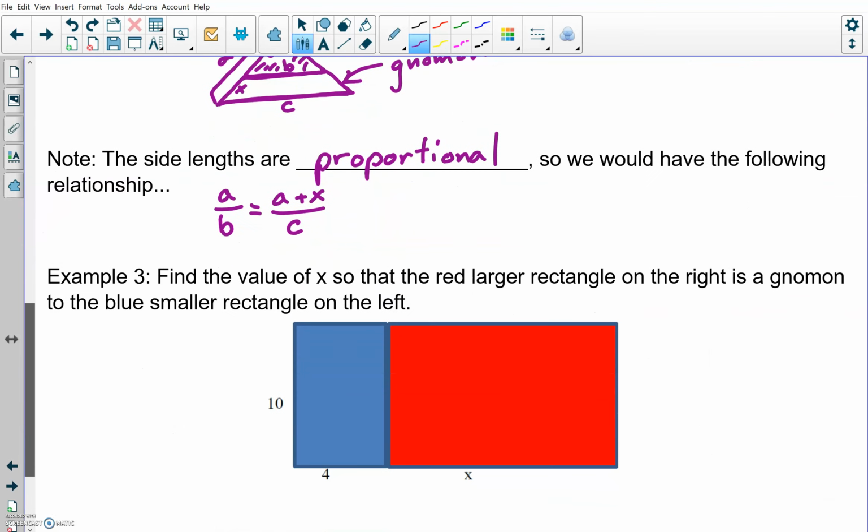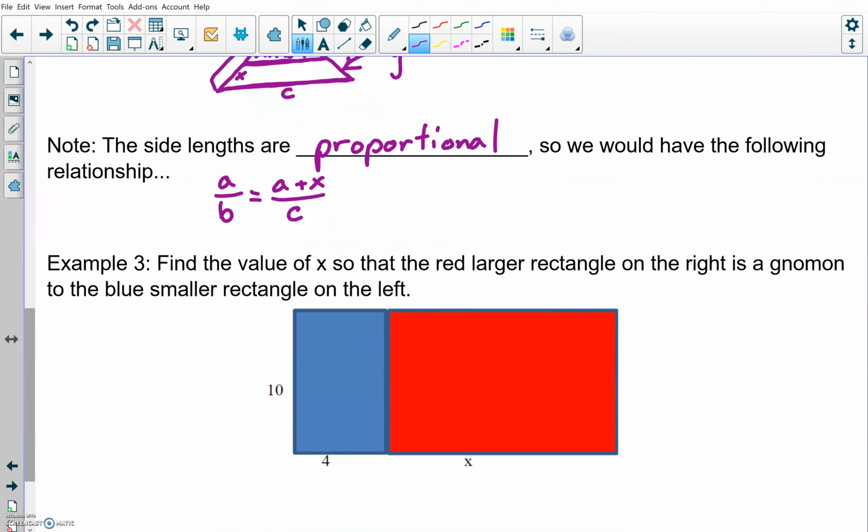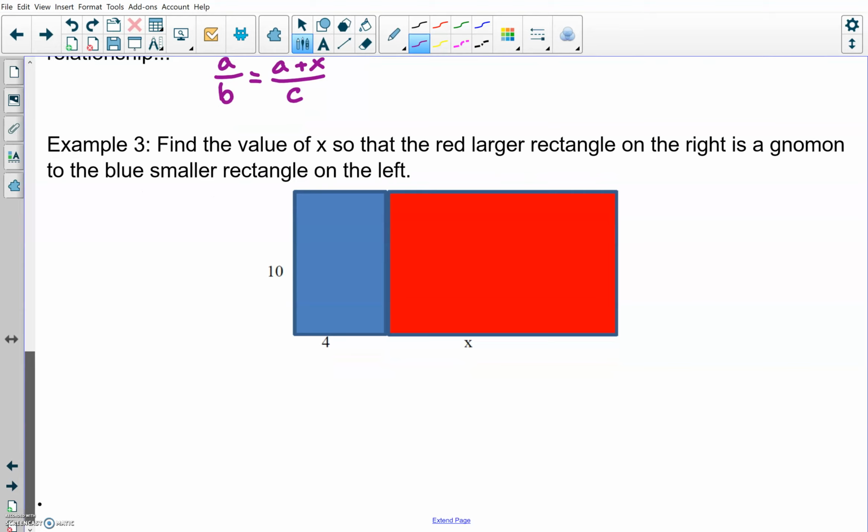So what we're going to do here in this example, and one of the reasons I picked this example is because it's not necessarily trivial, but we want to find the value of x down here so that the red larger rectangle on the right is a gnomon to the blue smaller rectangle on the left.